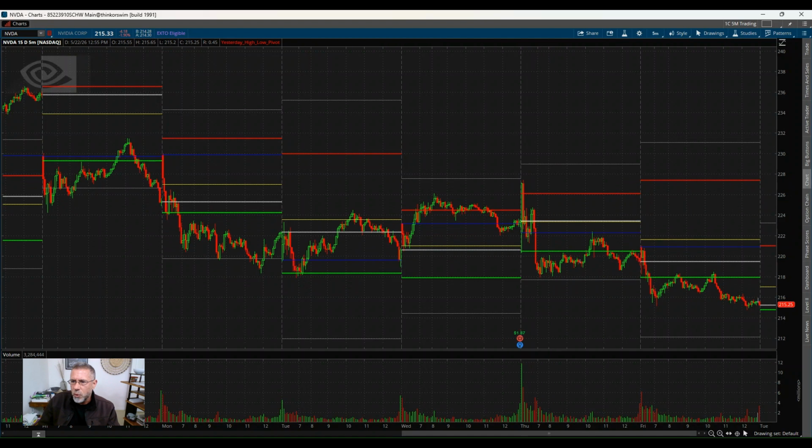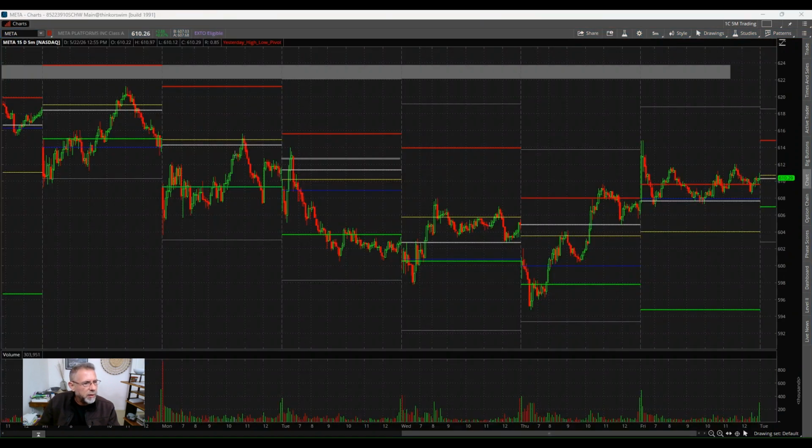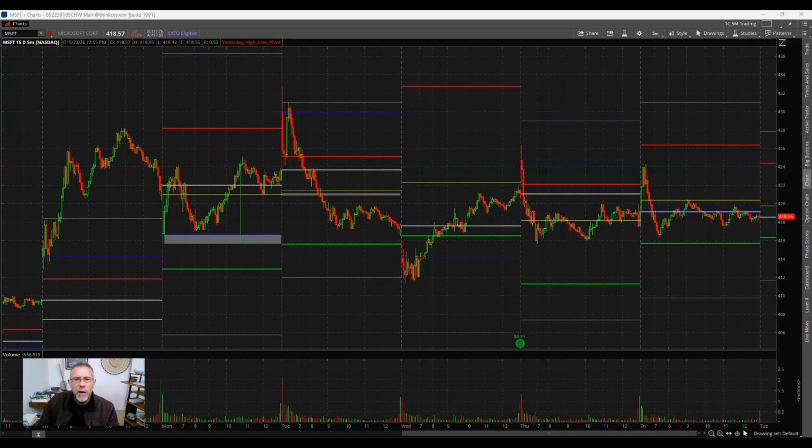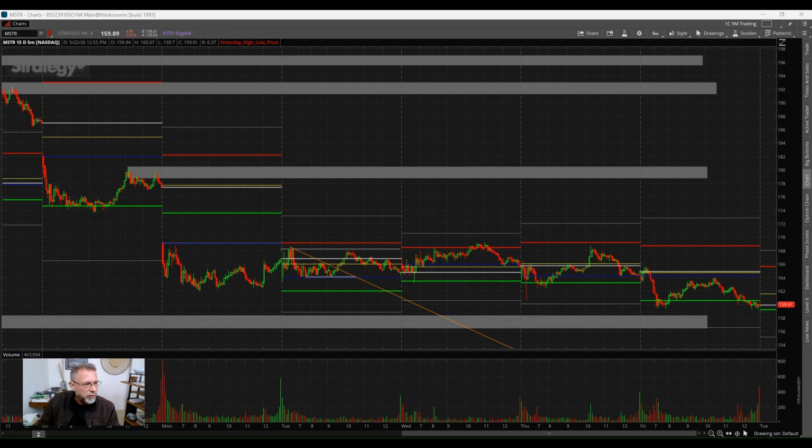So let's take a look at a few more. This is Meta here, Facebook. Same thing. There's nothing magic about this, but it's good to see how this works. It really does a great job of helping you visualize where we are on the daily chart. This is Microsoft, which is ranging right now in this sideways chop. This is MicroStrategy. And again, you can go through all of these and take a look.